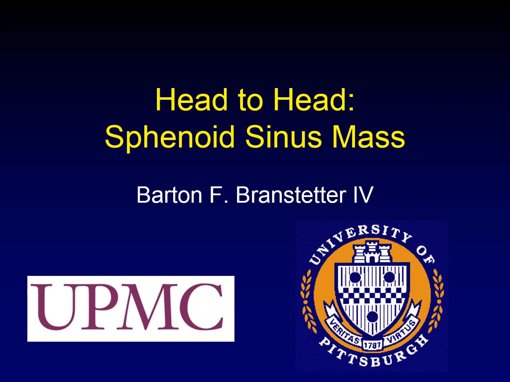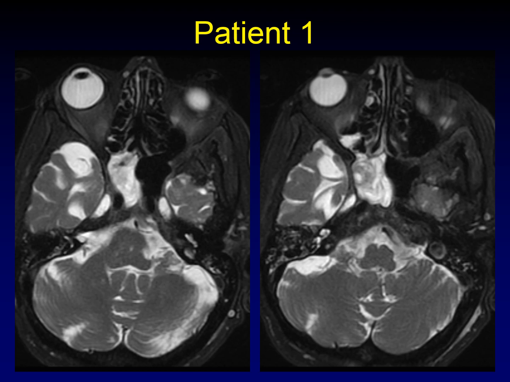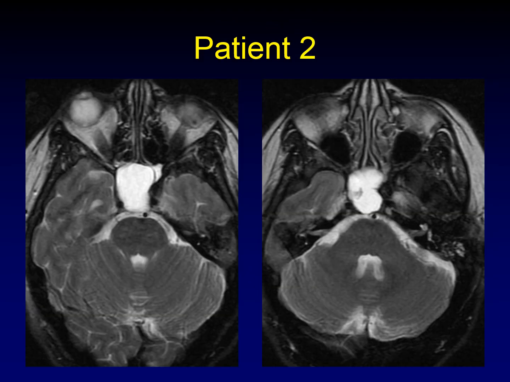It's another head-to-head in which I show you two different patients with two different diagnoses that might get confused on imaging. You have to decide what the two diagnoses are. Here's patient one. We've got T2 weighted images through the sphenoid sinus, and you can see that the right sphenoid sinus is completely filled with T2 bright material. Here's patient two. Once again, the right sphenoid sinus completely filled with T2 bright material.